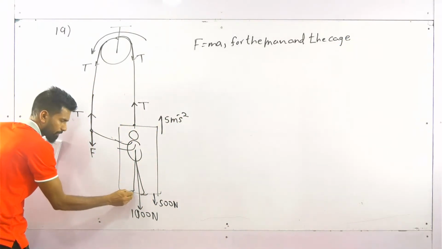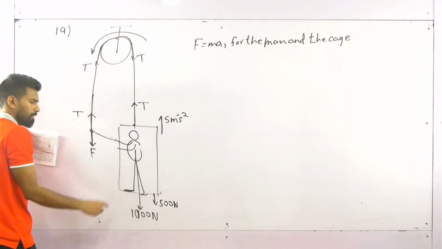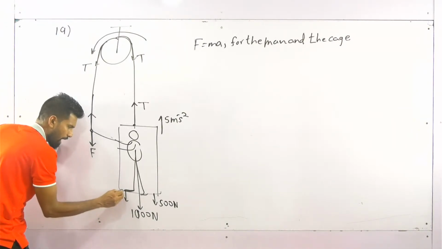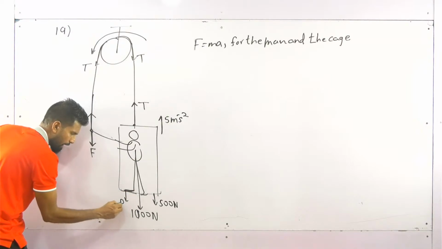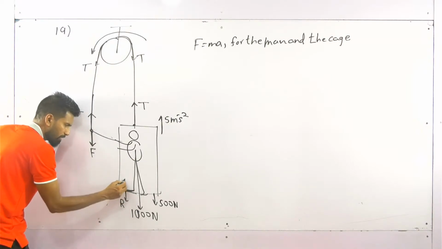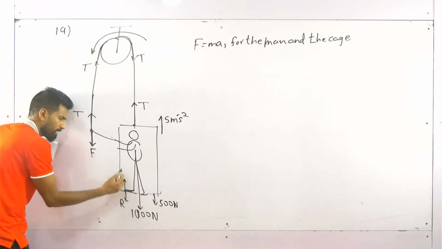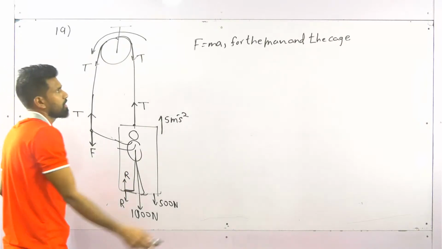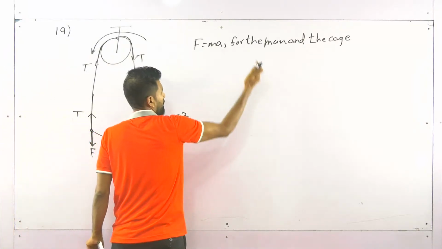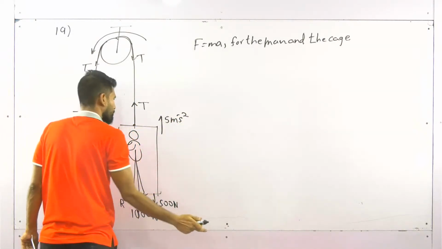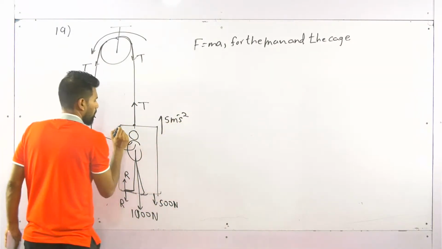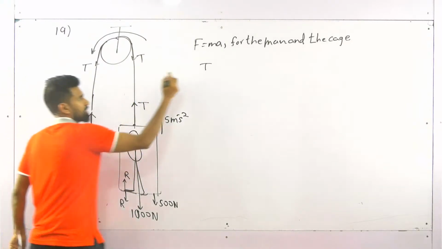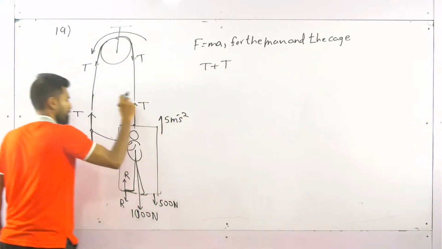When the man keeps his leg on the ground, there's a normal reaction downward acting on the floor, and an equal and opposite reaction, a force acting on the man's leg in the upward direction, R. So these are the forces. When I'm applying F equals ma for the man and the cage, what happens? On the roof, there's a tension up. On the man's hand, there's a tension up. Two tensions, on the roof and on the man's hand.